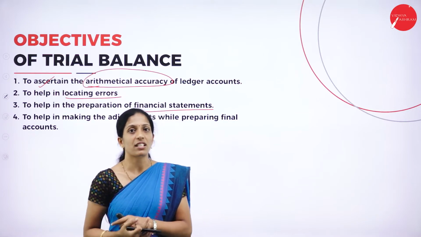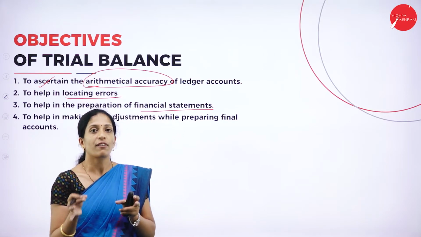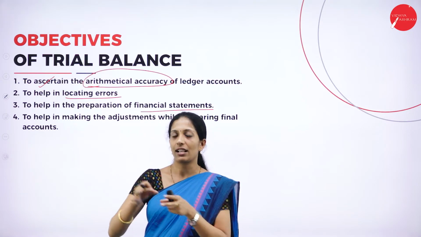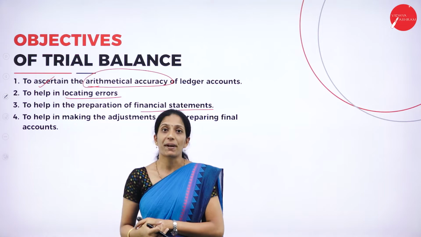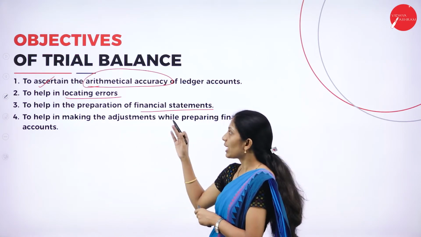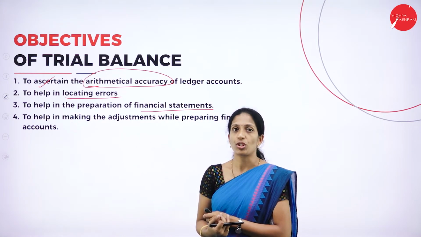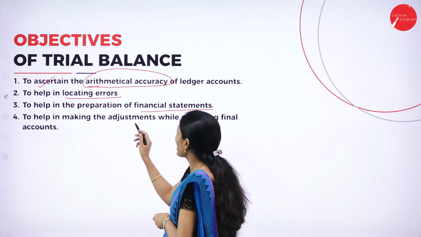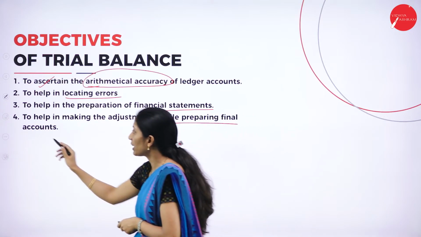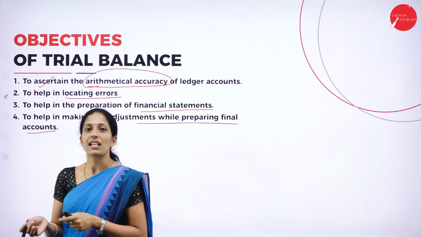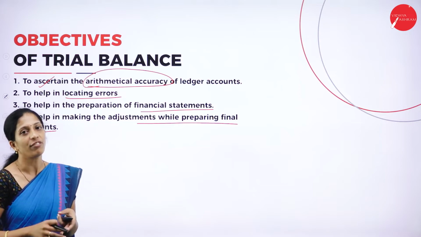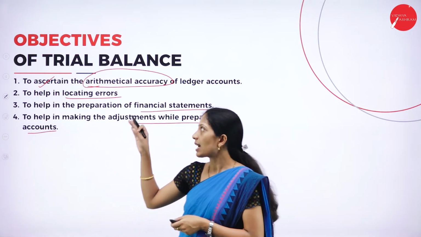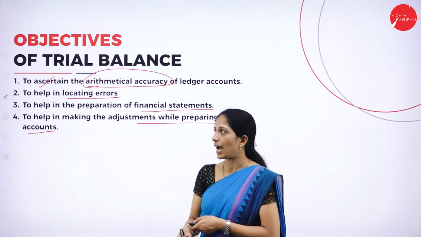It ultimately affects the financial statement. So, if you prepare the trial balance and check the accuracy, and it is correct, then we can directly move on to the preparation of the financial statement. Thereby, it helps in the preparation of the financial statement. It also helps in making several adjustments while preparing the final accounts at the end of the financial year. So, these are a few objectives of the trial balance.